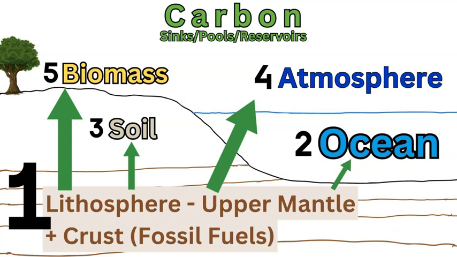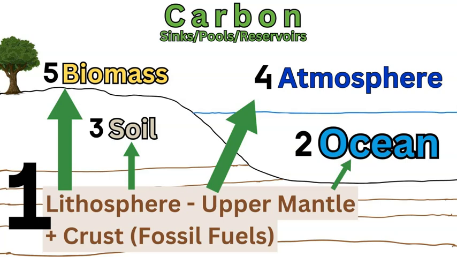So for the carbon cycle, there are 5 major carbon sinks or carbon reservoirs or carbon pools where the carbon is stored for a certain amount of time. Now, each storage or each pool is different in its characteristics, in size, and also how long the carbon is stored in that particular pool or reservoir. So the first one is the lithosphere. It's the upper mantle and crust.